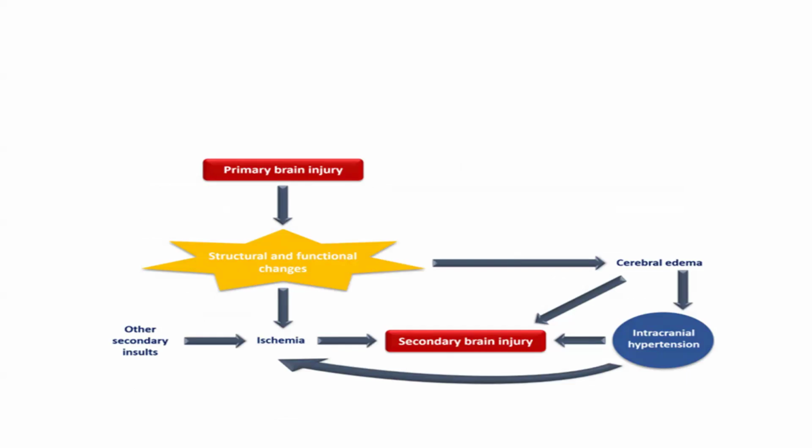So this is the pictorial representation of primary and secondary brain injury. Primary brain injury leads to structural and functional changes, resulting in ischemia as well as cerebral edema, which leads to increased intracranial pressure. Intracranial pressure leads to secondary brain injury.